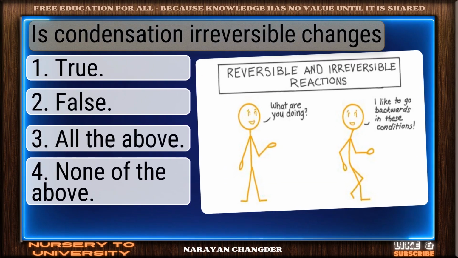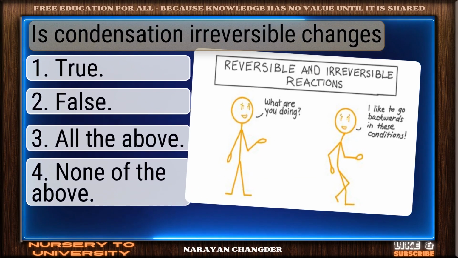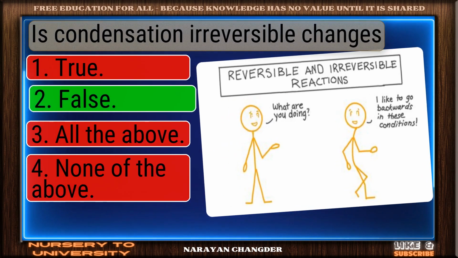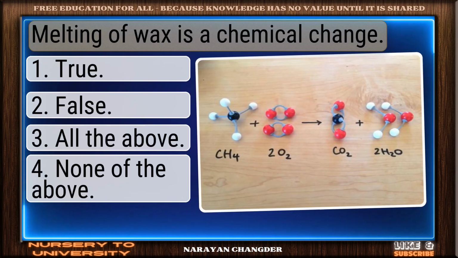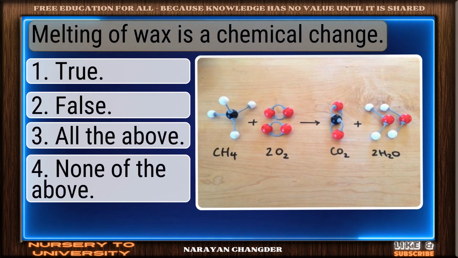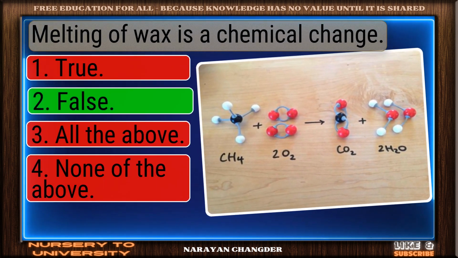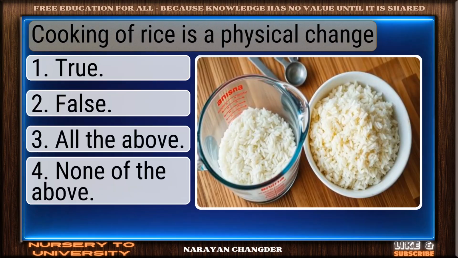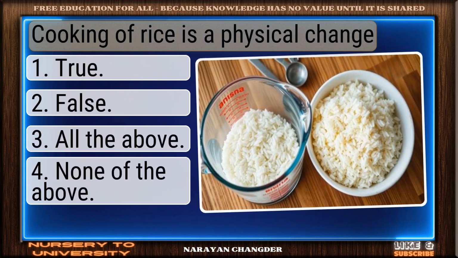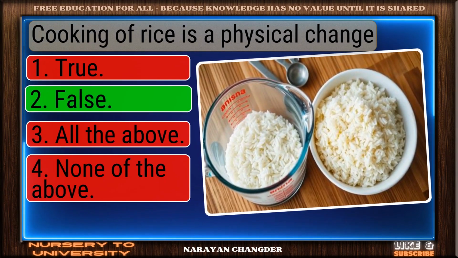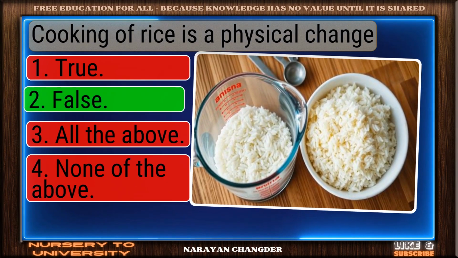Is condensation an irreversible change? Excellent. False is a brilliant choice. Melting of wax is a chemical change. Nice work. You chose false, and it is correct. Cooking of rice is a physical change. Right choice. False is the best answer.